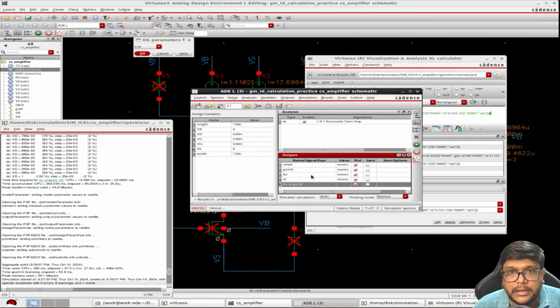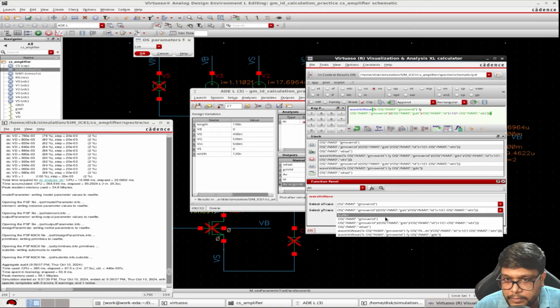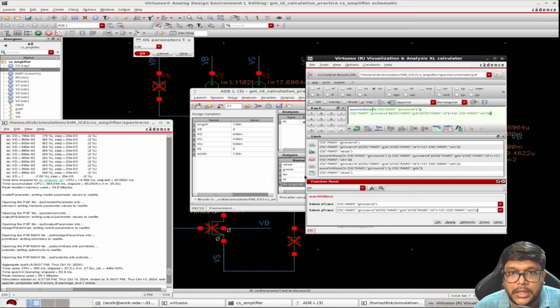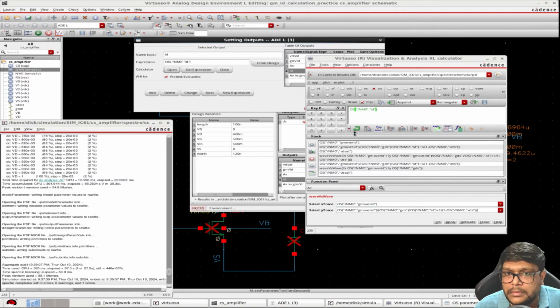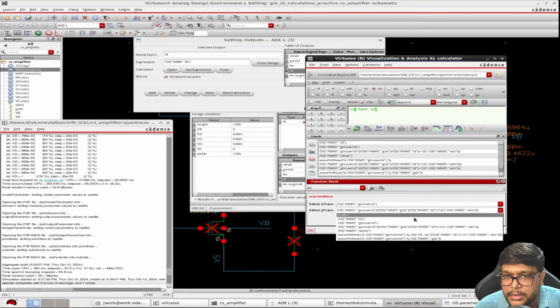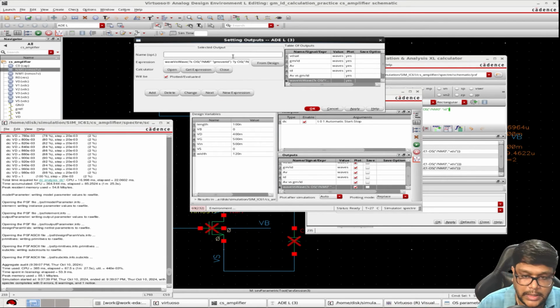Now next what I need is ID versus GM over ID. So here I have ID, I can change it. This is ID versus GM by ID.